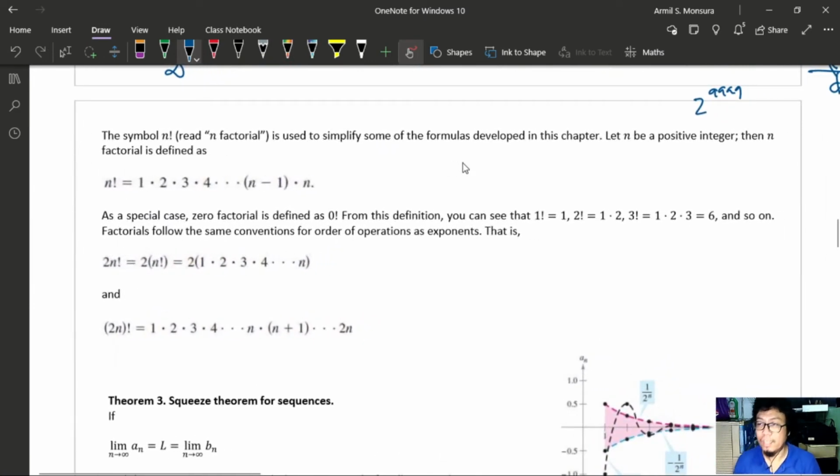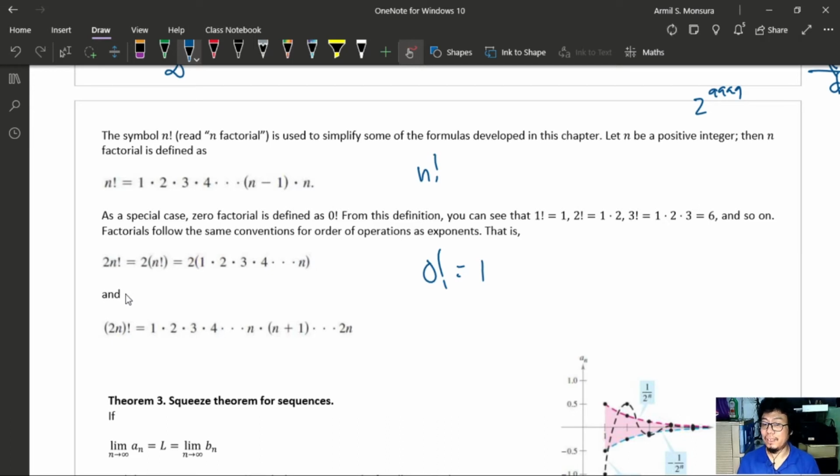Now let's define factorial, because n factorial is something that we will be encountering more and more in later discussions. Let n be a positive integer, then n factorial is defined as 1 times 2 times 3 times 4 until you reach n minus 1 times n. And a special case, 0 factorial equals 1.